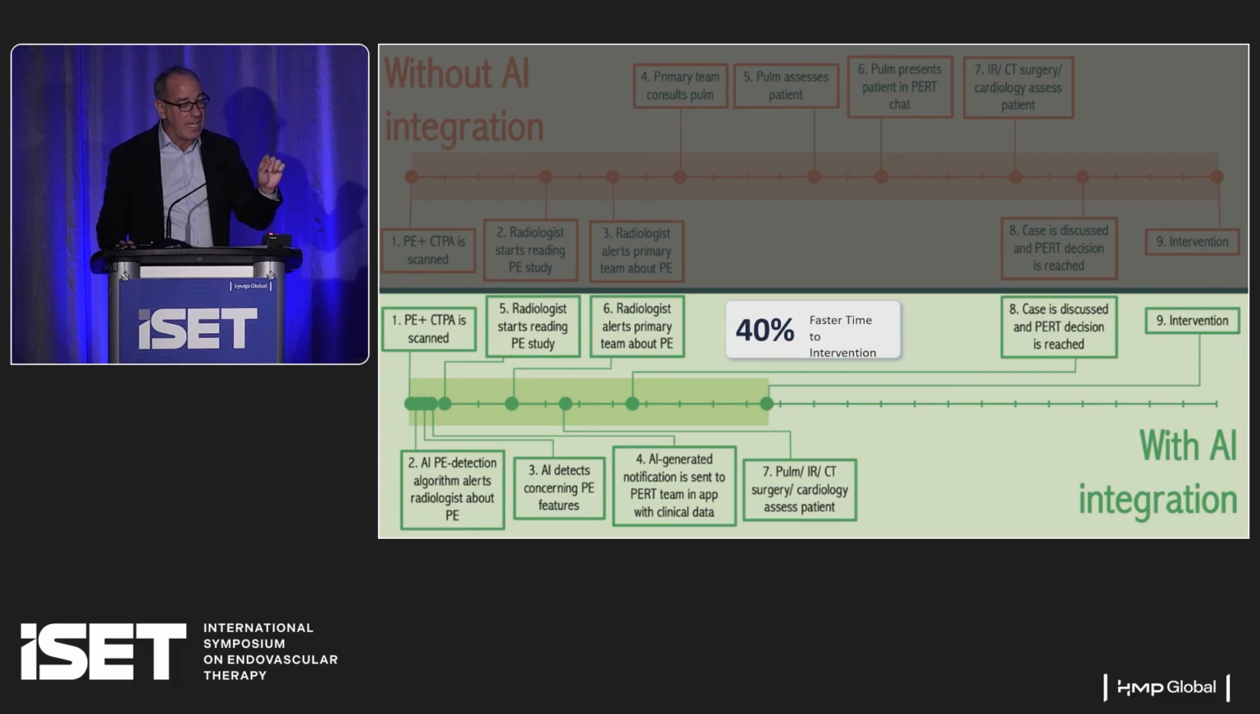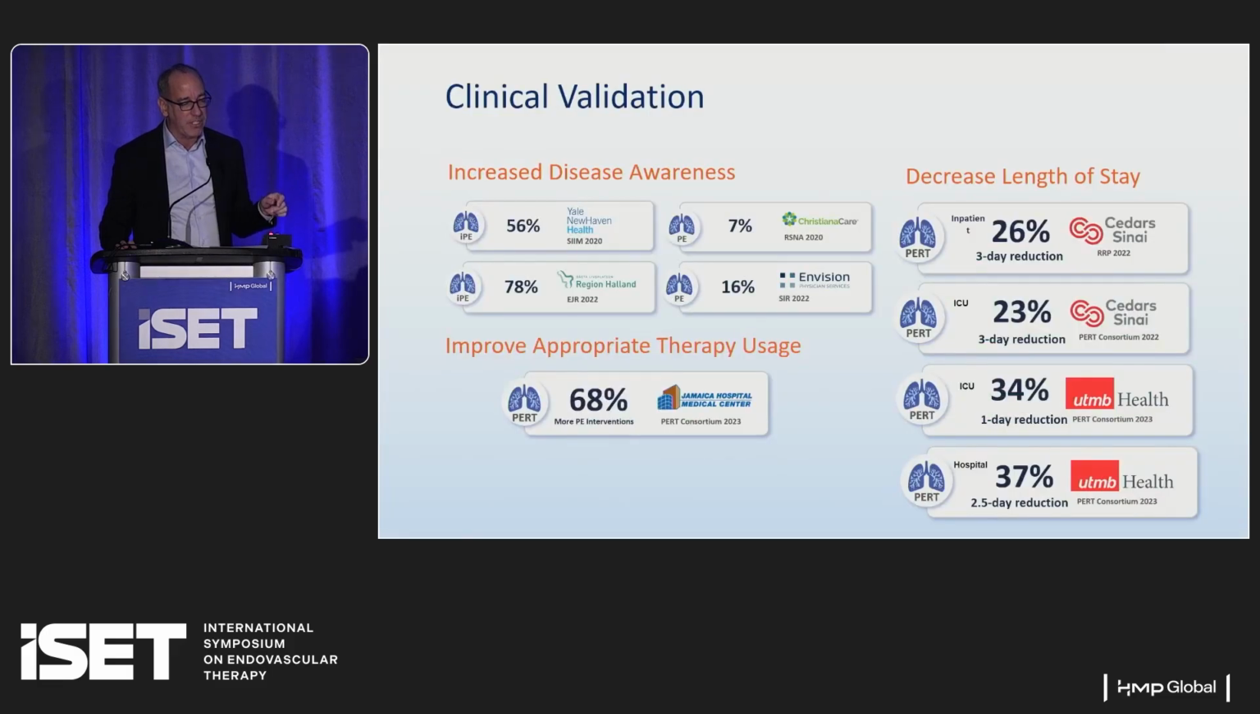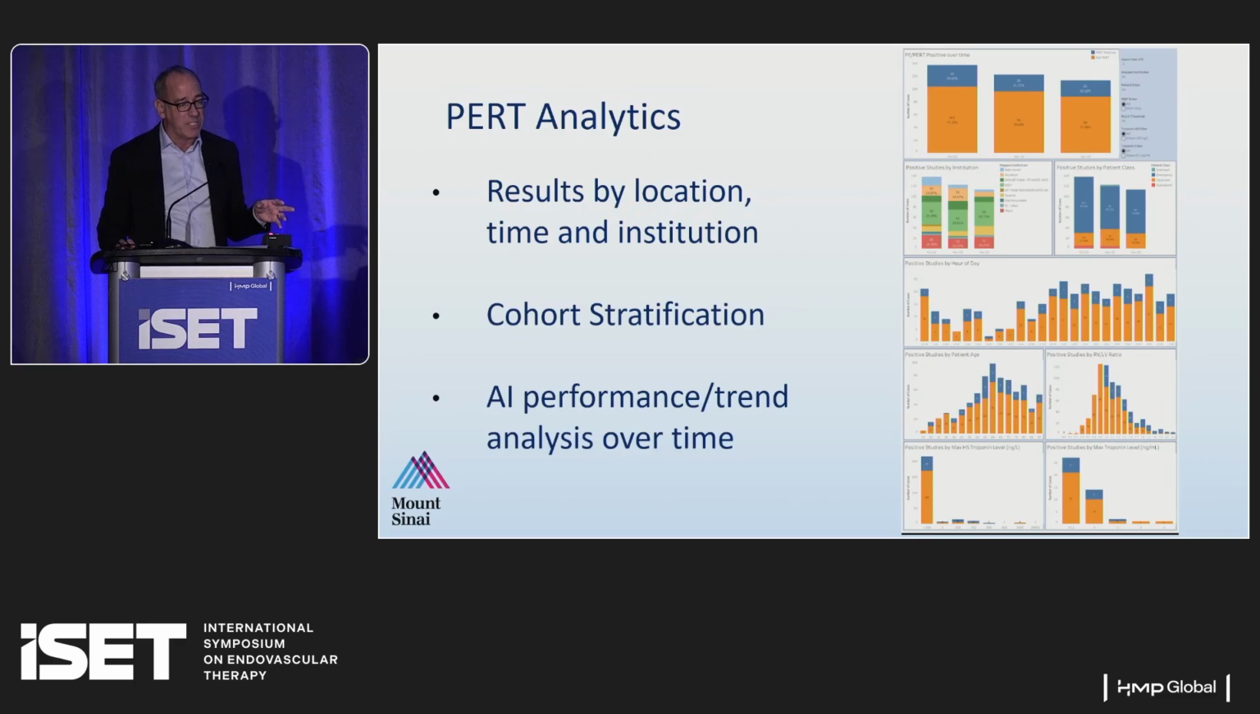Our time to intervention or to triage and disposition has been reduced by 40% because it's all happening within seconds on your phone from the moment the CAT scan is actually completed in your patient archival system. These results have been replicated across the United States, which has been great.